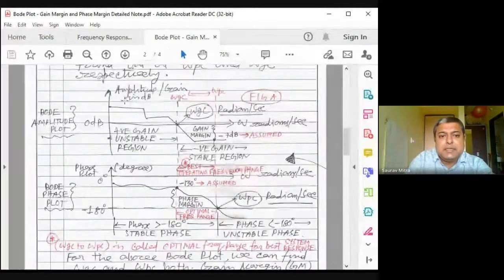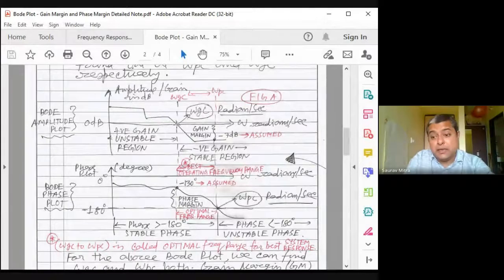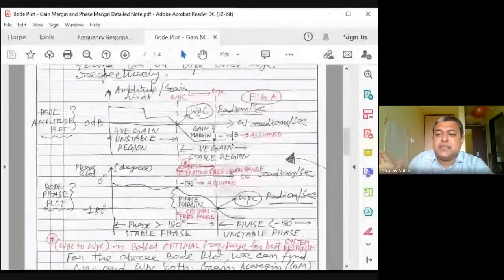So this is a Bode amplitude plot which is initially unstable, then the instability reduces as frequency increases. Then at omega GC, let's say it is maybe 10 radian per second, the system is crossing the instability towards stability, because at this point, omega GC, the gain is equal to 0. After that, the system stays in the stable region only. Okay, I guess there is no doubt. So from the Bode plot, we have to find this kind of omega GC.